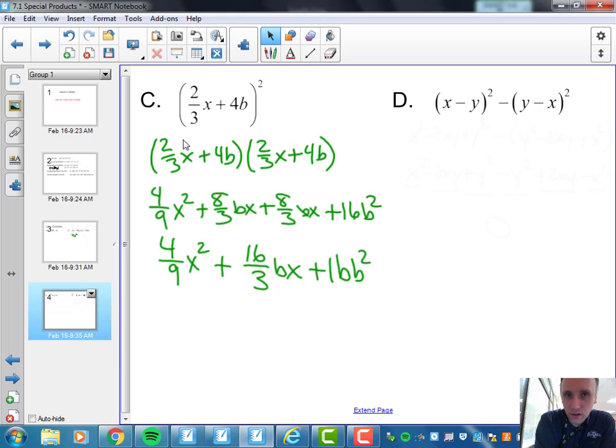But think through that process: I've got to do the double distribution. I've got to distribute the 2/3 x on both terms in the second, and I have to distribute the 4b to both terms in the second.